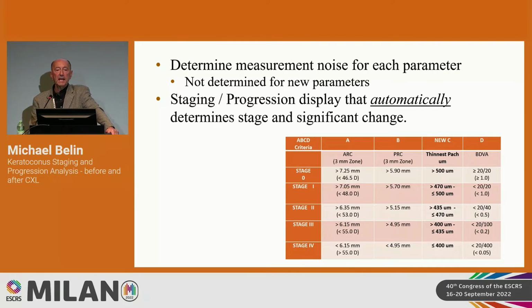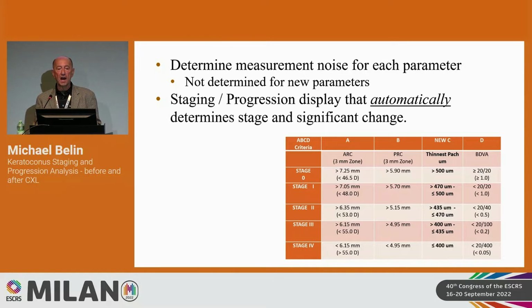Well, the A and B parameters, again, A and B are anterior or posterior radius of curvature, taken from a 3 millimeter zone, not apically measured, but measured on the thinnest point of the cornea. These were new parameters when we first introduced it a number of years ago. So we didn't have noise measurements, so we needed to develop what the noise measurements were for each of these parameters. The C parameter was just thinnest corneal pachymetry, and we did previously have noise measurements for that.